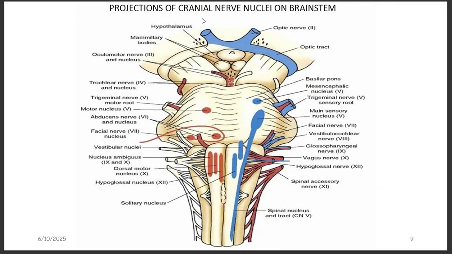You have got different projections of the cranial nerve nuclei. You can see the motor nucleus in the middle here, and then the mesencephalic nucleus also, which is a nucleus of cranial nerve number 5, also there. You have got the main sensory nucleus. You know that cranial nerve number 5 has got a lot of nuclei, the mesencephalic, the main sensory, and the different parts.